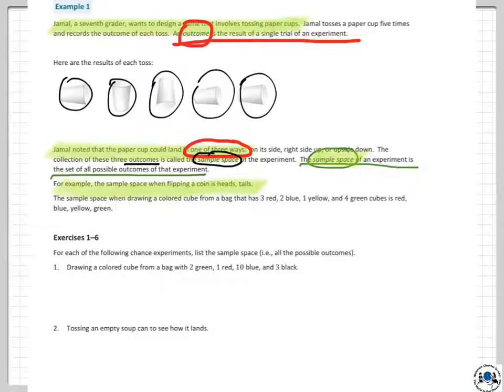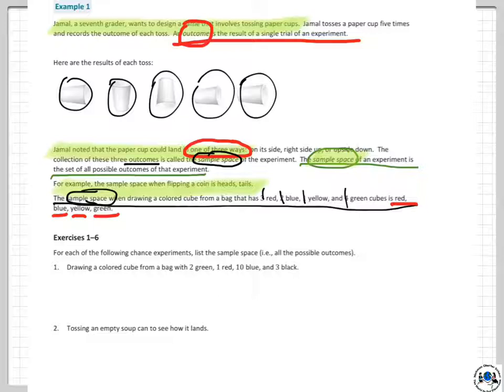Another example of sample space: drawing a colored cube from a bag that has 3 red, 2 blue, 1 yellow, 4 green. The 3 and the 2 and the 1 and the 4 are irrelevant right now when we're deciding on a sample space, because the sample space just includes the possible outcomes, not their probability. For this example, that would be red, blue, yellow, green. Those are the possible outcomes of a pick from the bag.